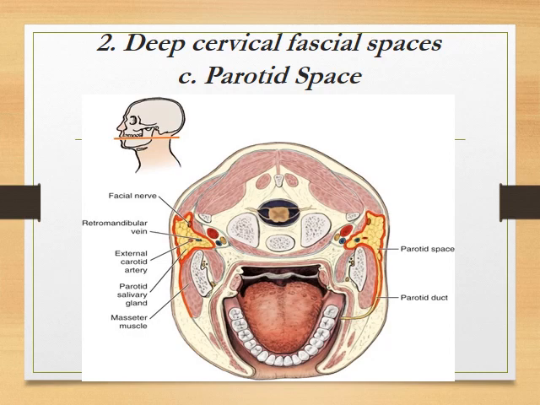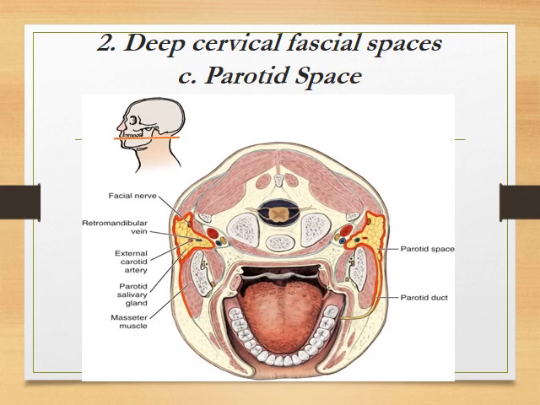It contains the parotid gland and its duct, the external carotid artery, superficial temporal and facial artery, retromandibular vein, the auriculotemporal nerve, and facial nerve. Etiology: the infection will spread from lateral pharyngeal, will lead to involvement of parotid, or parotitis, infection of the parotid, or cellulitis. Any problem in the parotid will cause involvement of the parotid space.